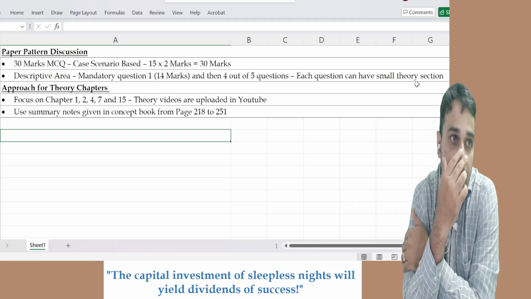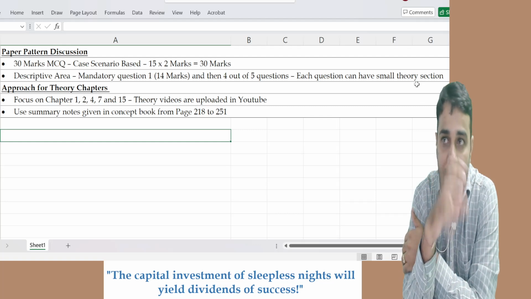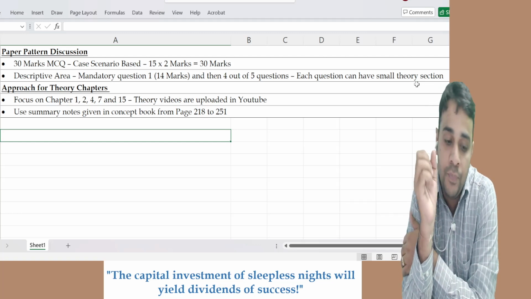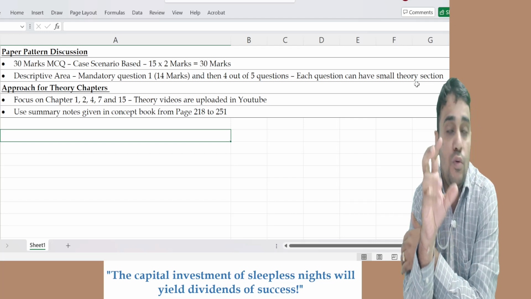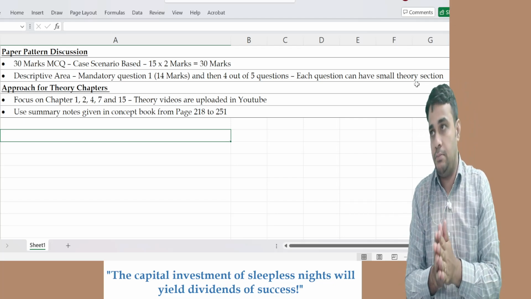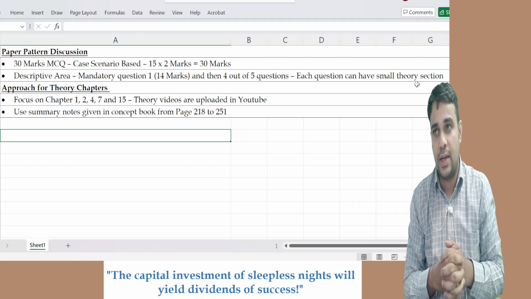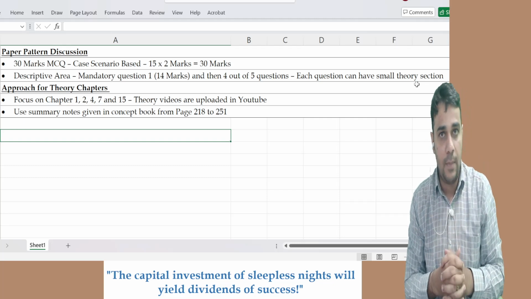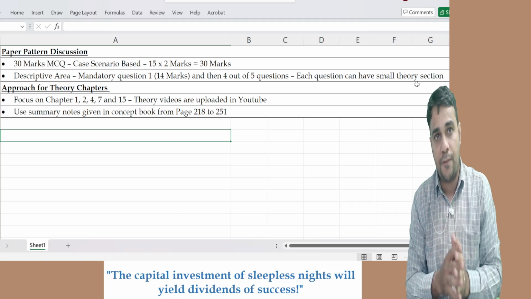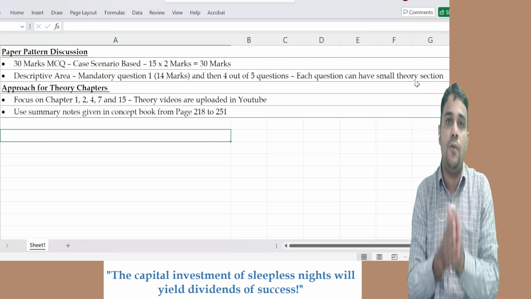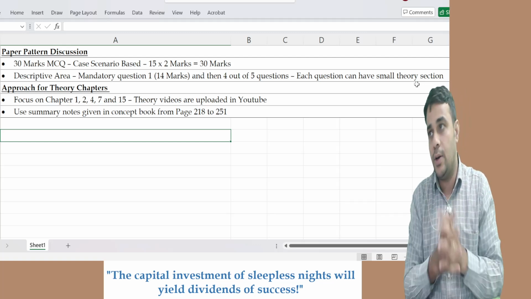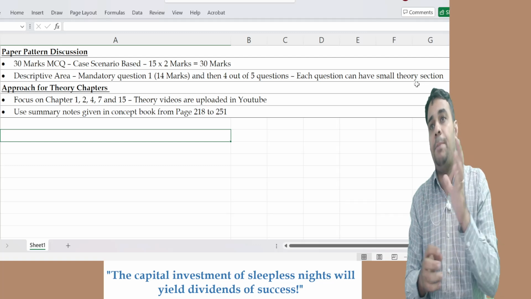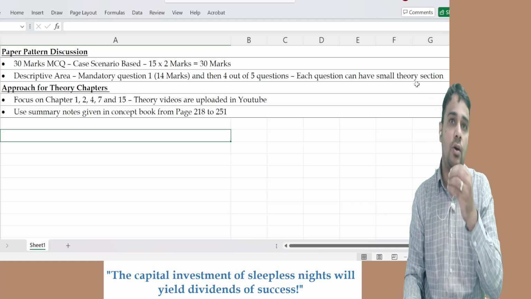Now the descriptive area will have a combination of practical questions, and it will also have your theory oriented area. So 30 marks MCQ, mostly practical questions. Very rarely a theory oriented question can come. 70 marks descriptive, one mandatory question of 14 marks, and then 4 out of 5, which will carry around 14 marks each and put together your 70 marks. In this, first thing is theory preparation, which students coolly ignore.